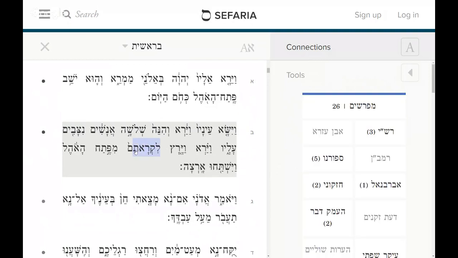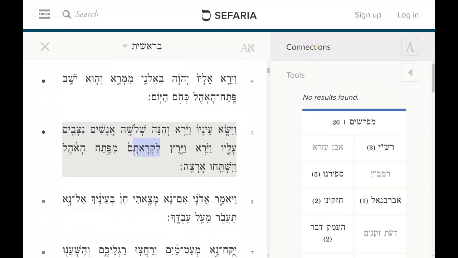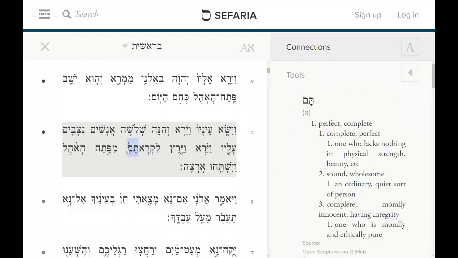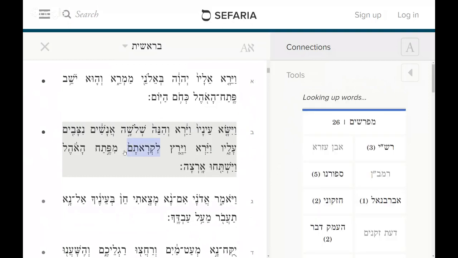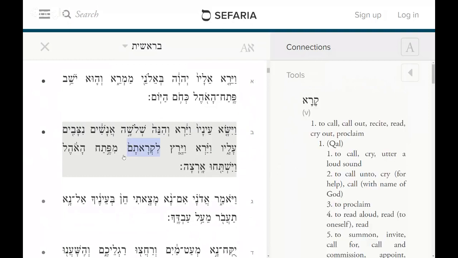Likratam. Okay, so the root of this is kara, and in this case it means to greet. So likrat means to greet. It can mean to call or to read, but it also can mean to greet. And then the am on the end means them. It's the suffix for them. So likratam, to greet them. He ran to greet them.